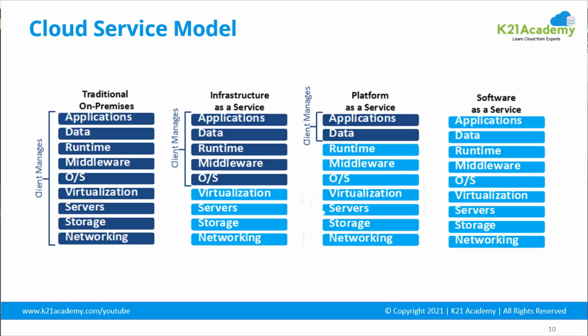Typically, this is where it used to be traditionally on-premise. When you deploy your applications on-premise, this is what you have, where everything, right from networking, storage, servers, virtualization, operating system, middleware, runtime, data, and the entire application, needs to be managed by the customer. Whereas in the infrastructure as a service model, the networking, storage, server, and virtualization are the responsibility of the cloud vendor, whereas the operating system, middleware, runtime, data, and application are managed by the customer.